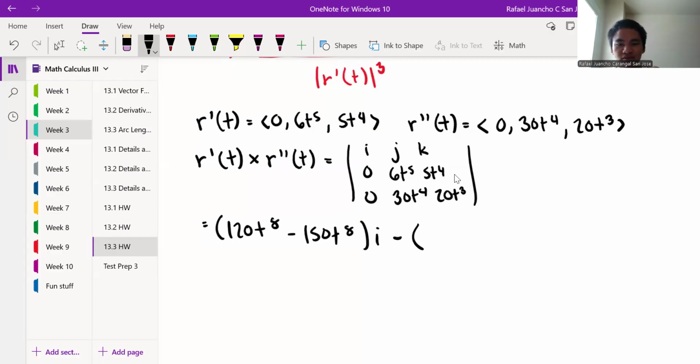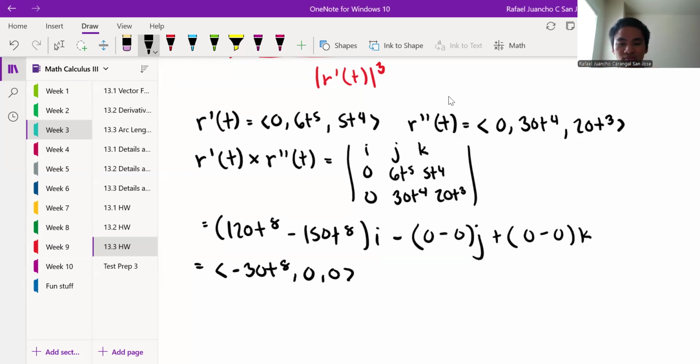And then we subtract. Now we take out the j, so we get 0 minus 0, so 0j actually. And then we add again for k, so again we get 0 minus 0 for my k. And so we actually just get 120 minus 150, so we get negative 30t to the 8th. So it's actually just this vector here, and the rest is just 0. Okay, so that's my cross product.